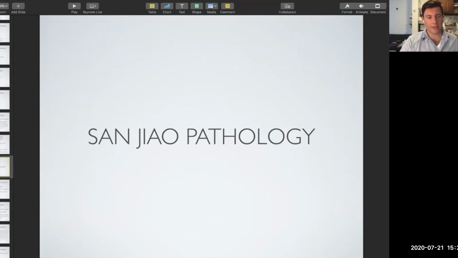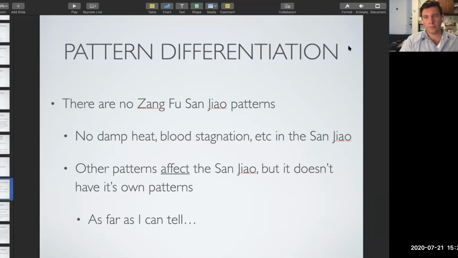So let's talk about pathology with the San Jiao. There are no patterns. There's no damp heat in the San Jiao. There's no blood stagnation in the San Jiao. There's no yang deficiency in the San Jiao. There's nothing. Other patterns affect the San Jiao, but it doesn't have its own patterns.